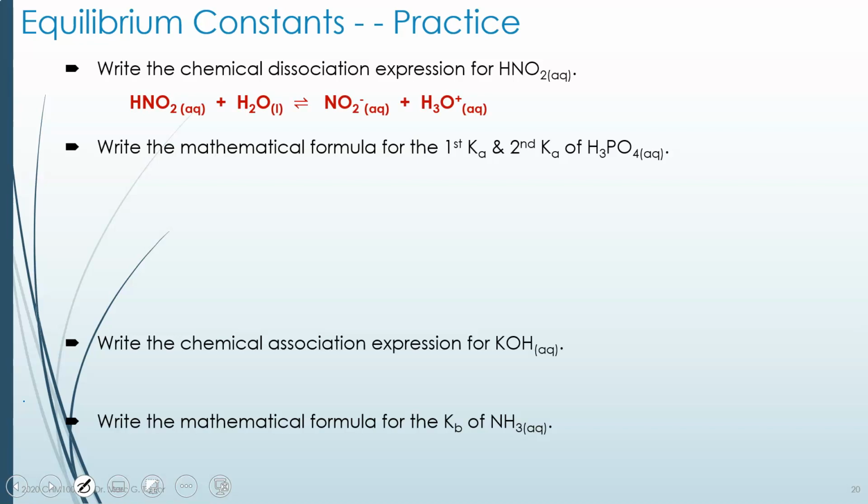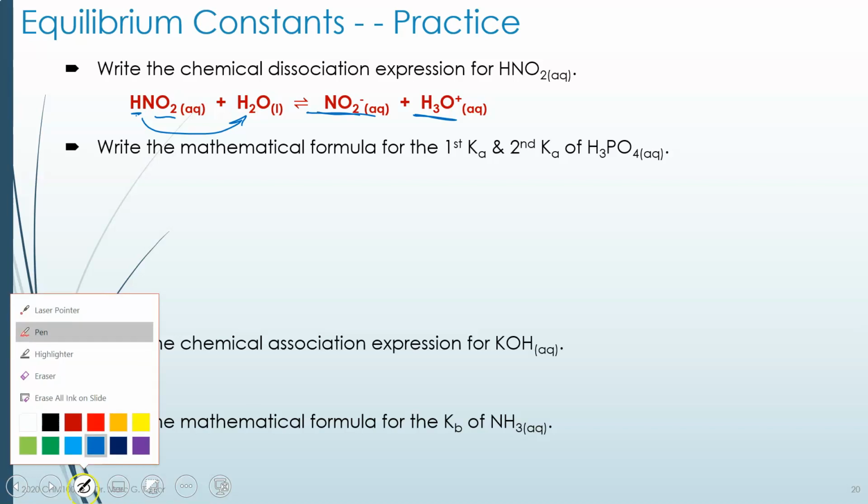You're always going to react it with water. So anytime you've got an acid or a base and there's no other added acid or base, you react it with water. And the acid will donate a proton to the water, so the water becomes hydronium ion, and what's left over is the conjugate base, nitrite in this case, and everything is dissolved in water except the water itself.